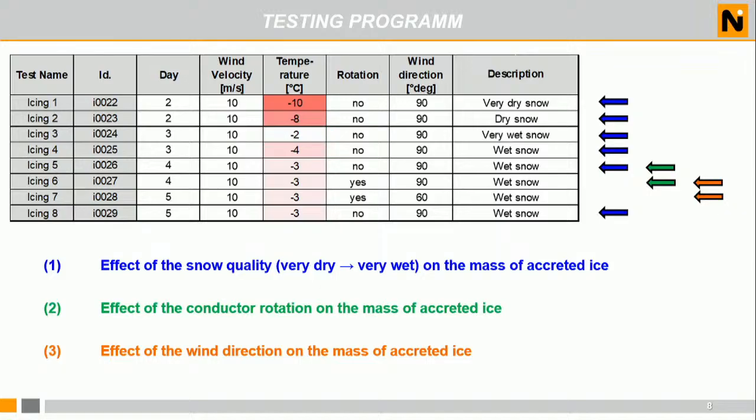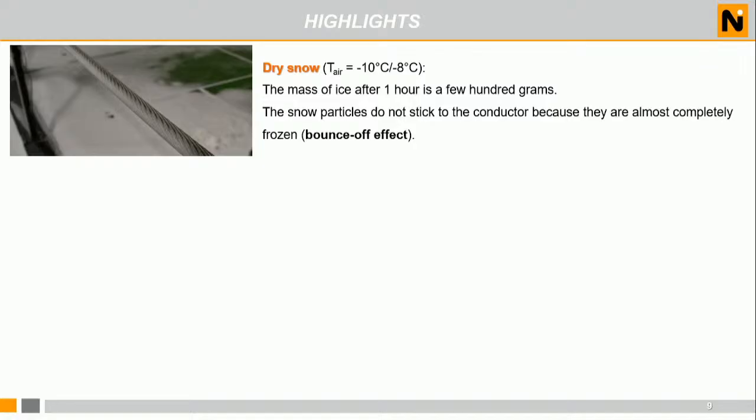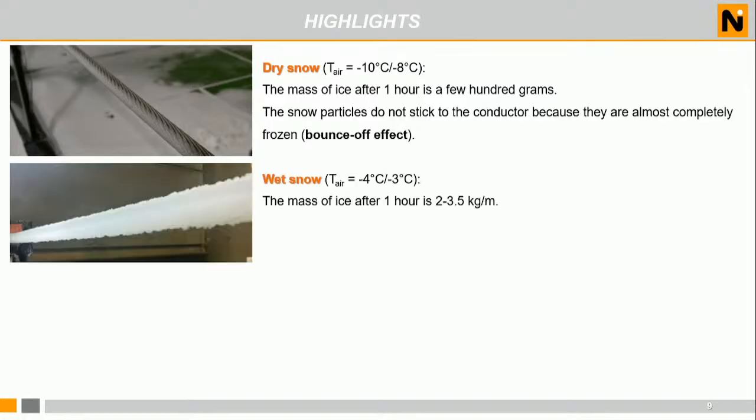We didn't go too much into details of that, but it is important for the probabilistic approach because the wind is not always blowing in the most unfavorable wind direction. So these are just some highlights. We see that in case the temperature is very low, the snow is dry, and dry snow produces small accretion because most of the particles are just bounced off the conductor. They are ice particles.